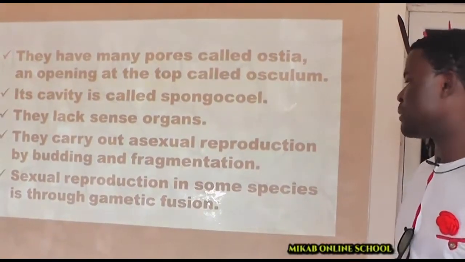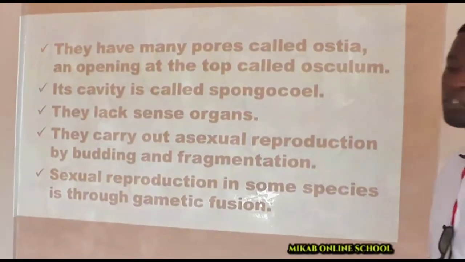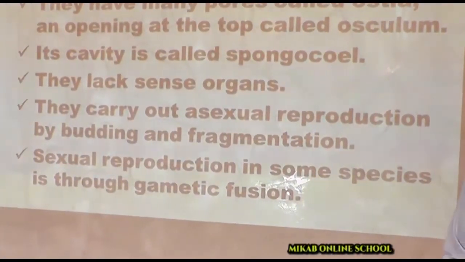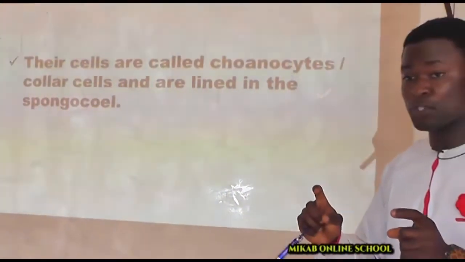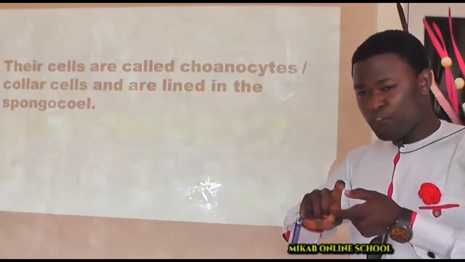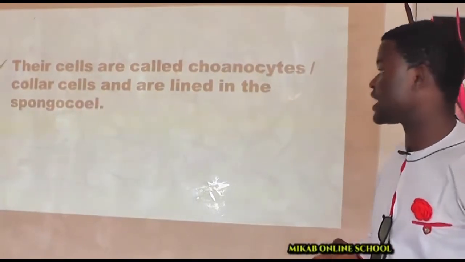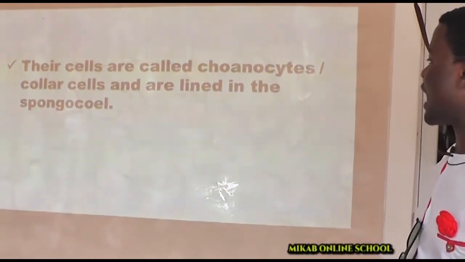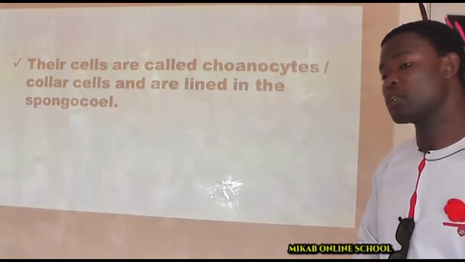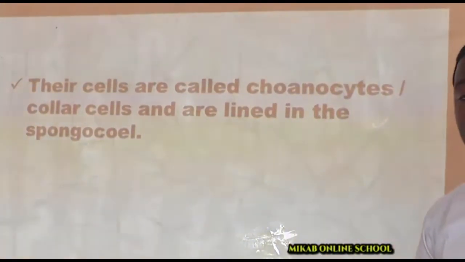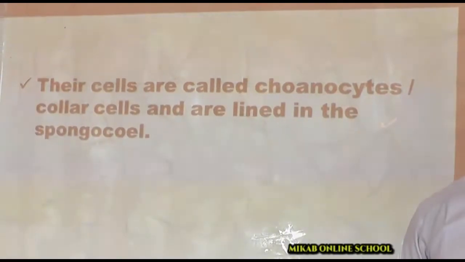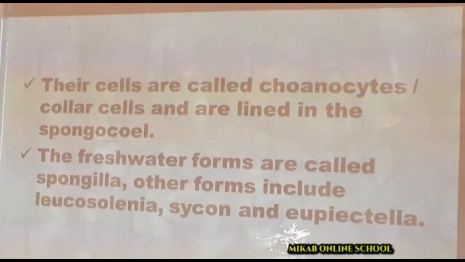But some of them do carry out sexual reproduction, and that is going to be by means of what? Gametic fusion. Fusion refers to the nuclei of two cells coming together, which we call fertilization. Then their cells are called choanocytes. You can also call it collar cell, like I told you before. And these cells line their body cavity, which is known as the spongocoel.